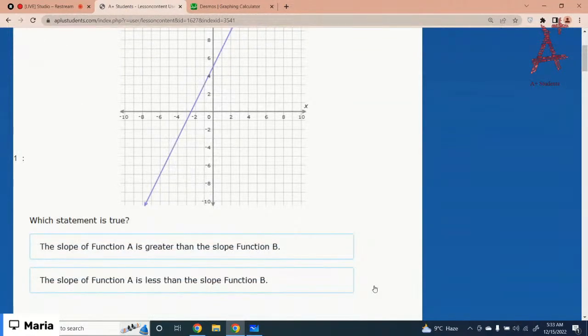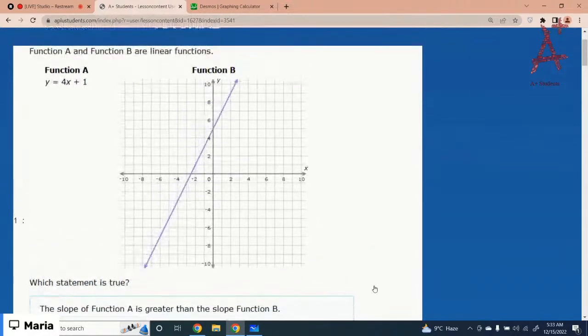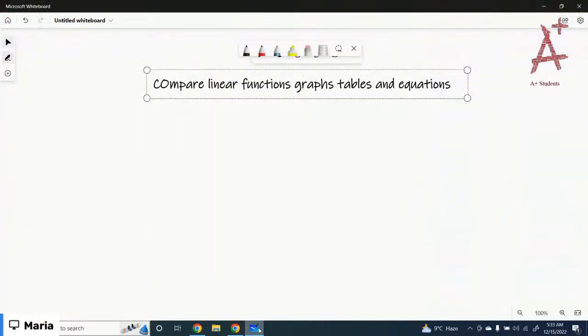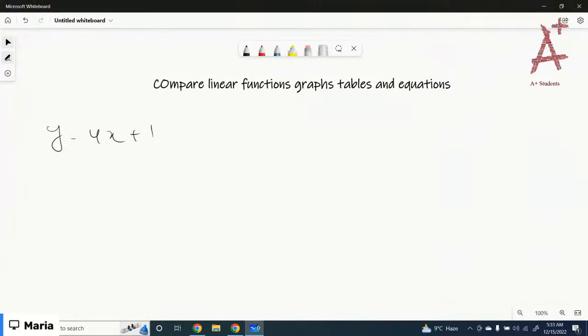The slope of function A is greater than the slope of function B. The slope of function A is less than the slope of function B. Okay, just look at equation 1: y equals 4x plus 1. It is written in slope intercept form, which is y equals mx plus b. So when you compare both equations, the slope m equals 4. Got it?